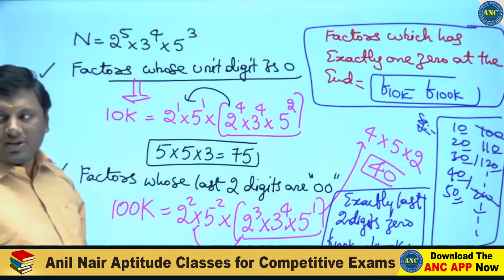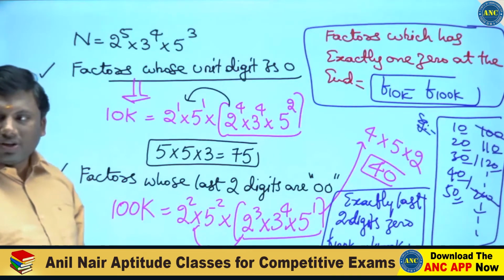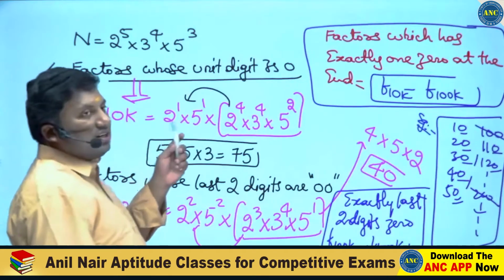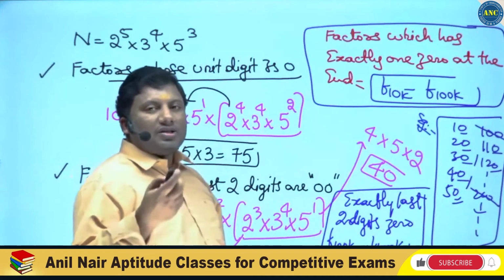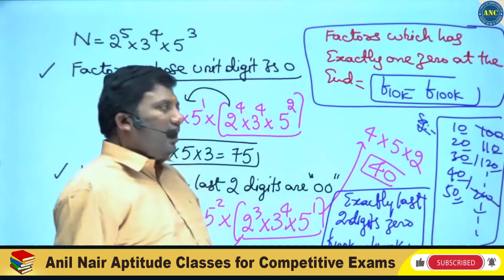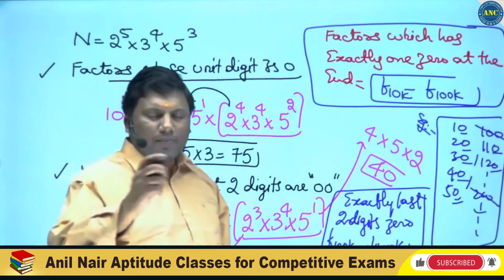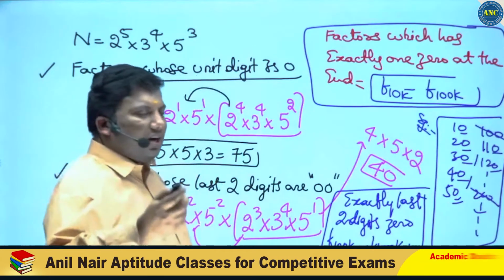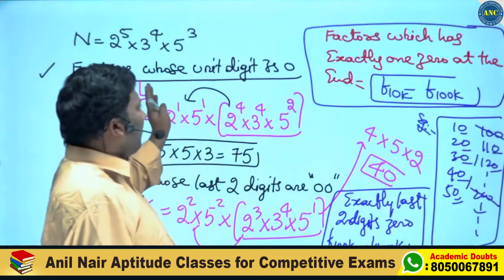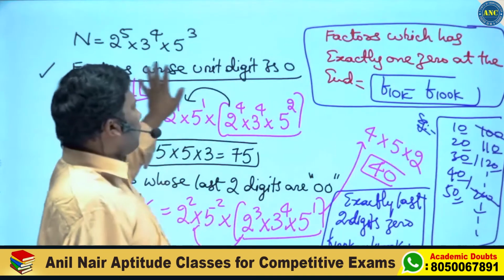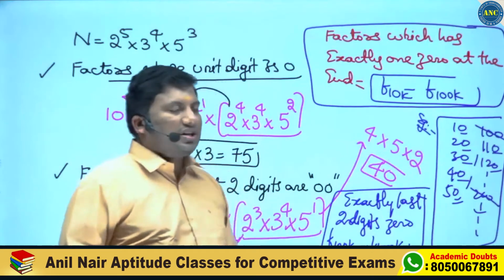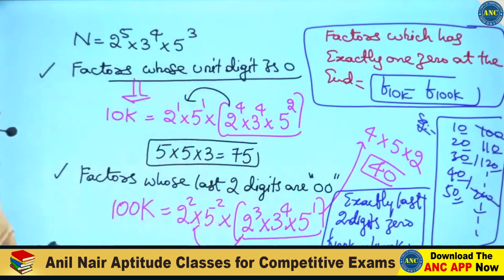Suppose the question is, there is a student who asked me a question, factors which have no zeros at the end. No zeros at the end is total factors minus factors which have at least one 0 at the end. Same as what we did for a perfect square and a non-perfect square. Total factors minus factors whose unit digit is 0 will eliminate all the factors where the unit digit is 0. I hope the concept is clear.